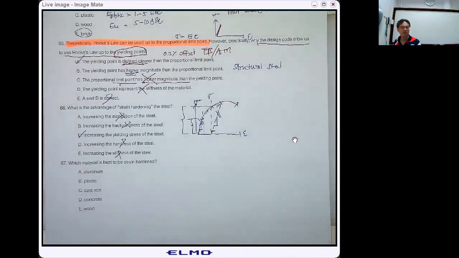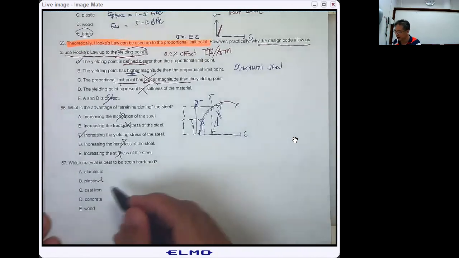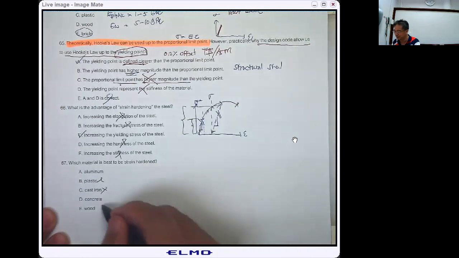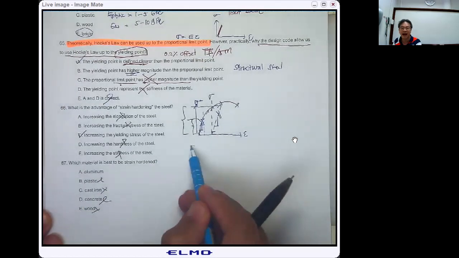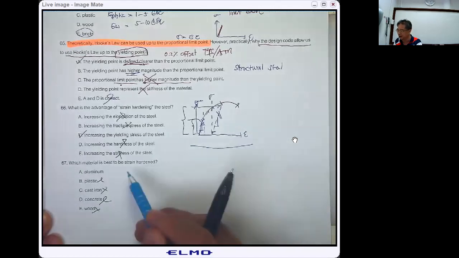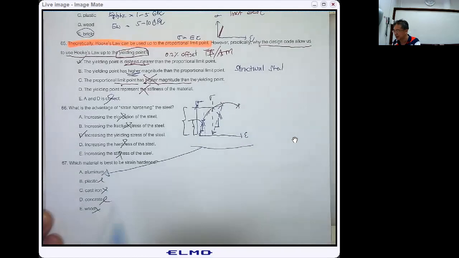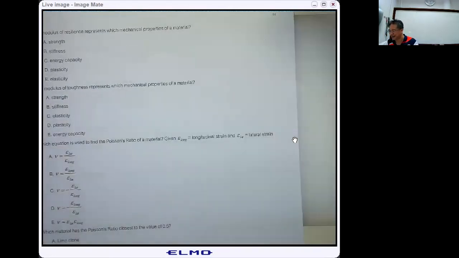67. Which material is the best to be strain hardened? Okay, which one do you prefer to do this? The plastic, no. The cast iron, this is brittle material. The wood has linear elastic behavior to failure. So the material that has this kind of stress-strain behavior is the aluminum alloy. Okay, and then further question just comes to the 68.